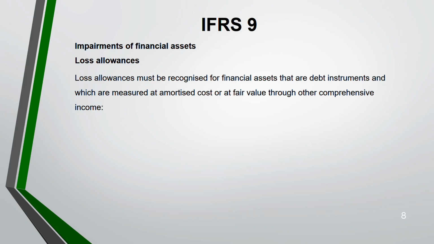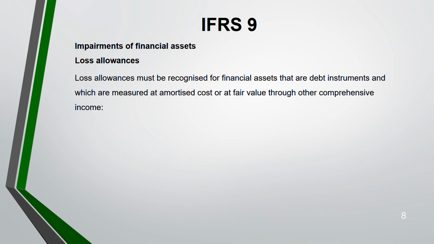Loss allowance we have to recognize for financial assets that are debt instruments. Why debt instruments? Why not equity instruments? It is debt instruments that normally get impaired. Maybe you are not able to pay back, because you are giving a debt to someone. See, dividends, irrespective of whether you are able to receive or not, whether profit is there, you will get it. Okay? There is no such thing.